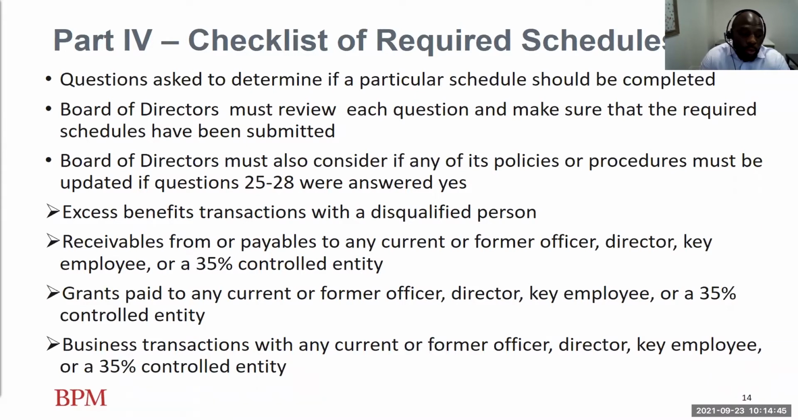So if a particular question was answered yes, there should be a required schedule attached to the 990. Some of the really important questions here are the ones listed, questions 25 through 28. You can read through the slide and you will notice that these are really important to look at, or to look through your policies or procedures to see if you have any of these in place within your organization. Next slide, please.